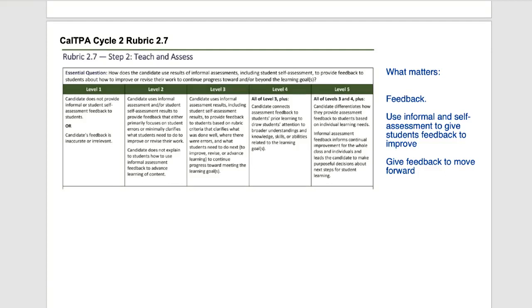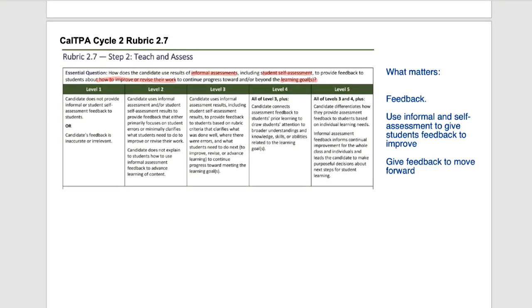This sits under Step 2, Teach and Assess. So let's start by reading the essential question. How does the candidate use results of informal assessments, including student self-assessment, to provide feedback to students about how to improve or revise their work to continue progress toward and/or beyond the learning goals?